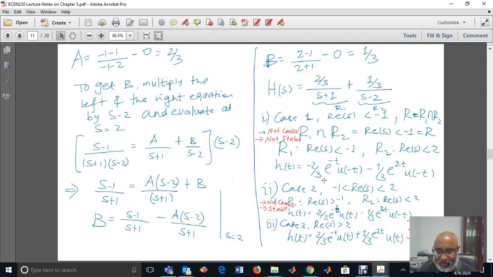And the first option is this one, u(-t). Because of minus t, this t is going to the negative. This will be growing and this will be decaying, but overall it will be growing and it will not be stable. So in this way, we can determine the impulse response, and by looking at the region of convergence, we can say whether the system is causal, non-causal, stable, or unstable.